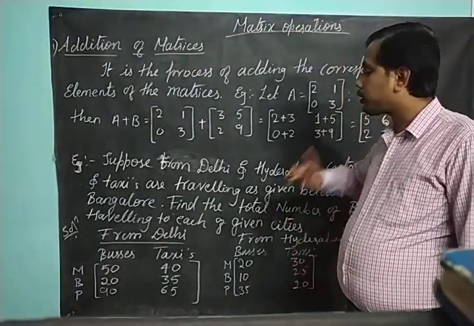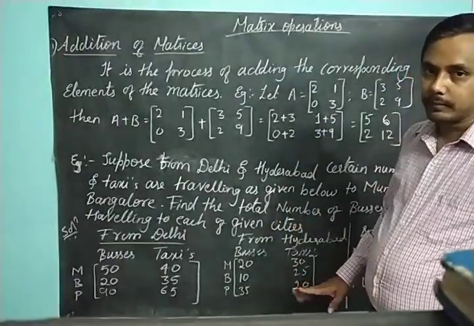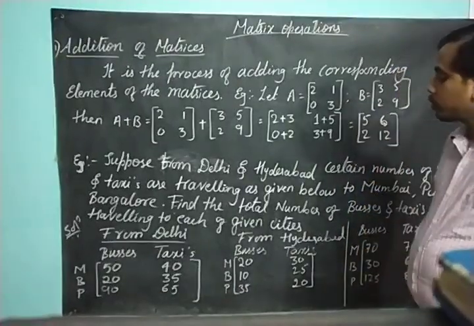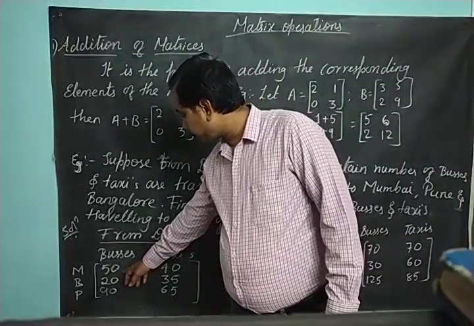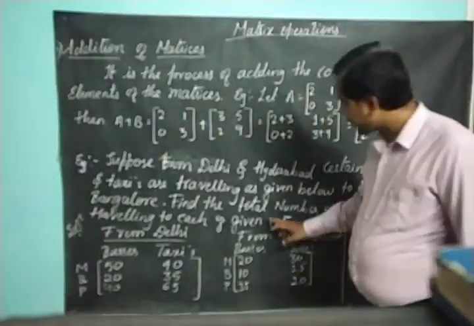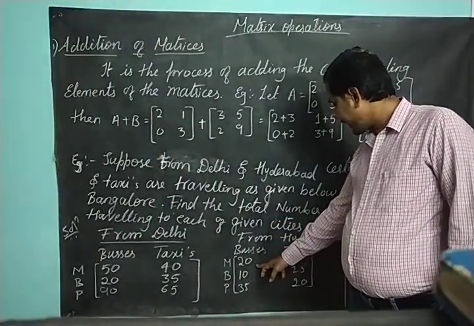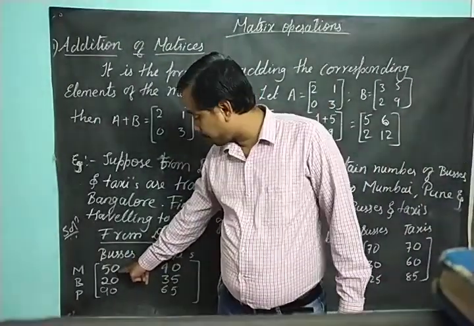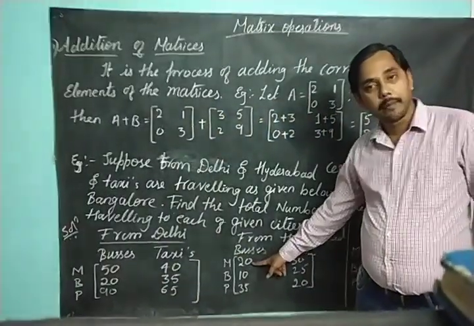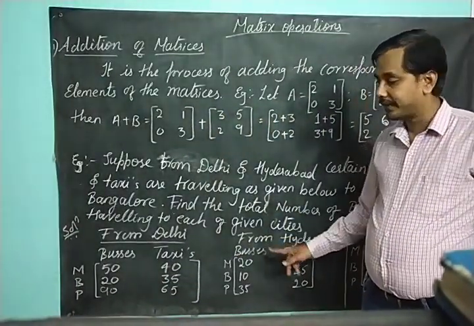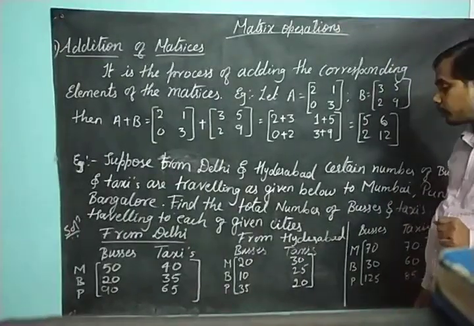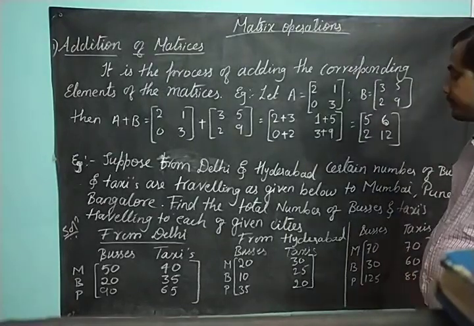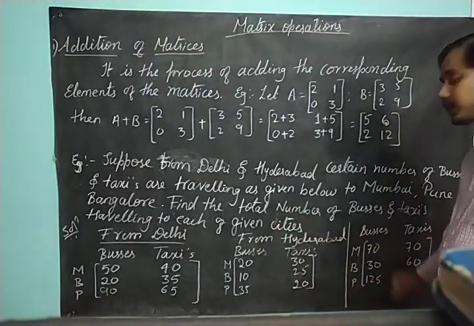We should find the total number of buses going to Mumbai, the total number of buses coming to Mumbai from Delhi and Hyderabad. How many buses are coming to Mumbai from Delhi? That is 50. And 20 buses are coming to Mumbai from Hyderabad. So what will be the total number of buses coming to Mumbai? 50 plus 20, that is 70.